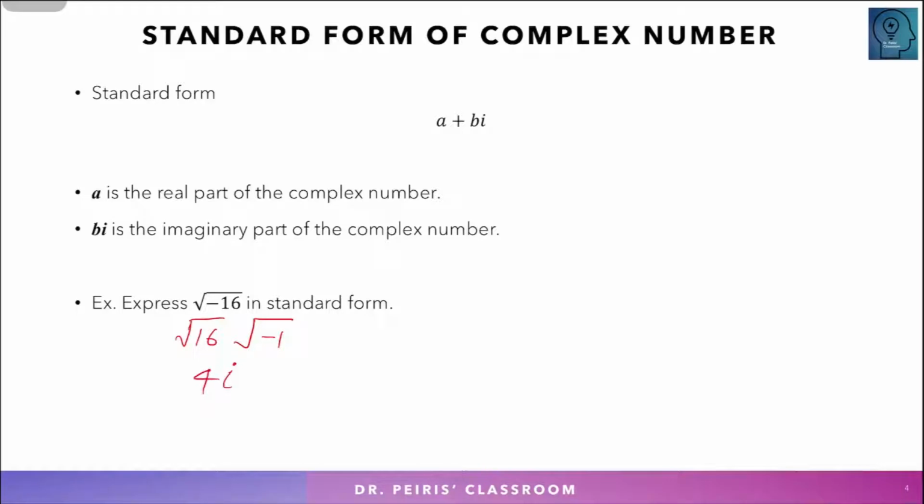Now this is not in the standard form, because the standard form is a plus bi. Our answer is 4i, which means the real part is 0. So a is equal to 0. If we want to write the answer in the standard form, we write it like this: 0 plus 4i. So this is the standard form.